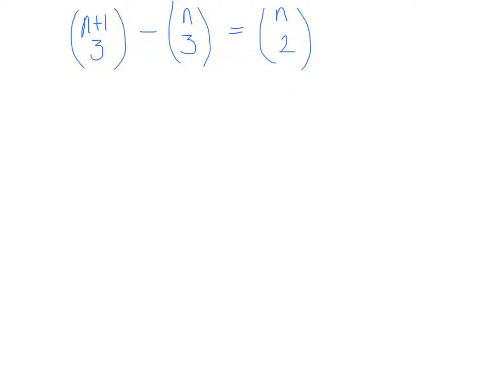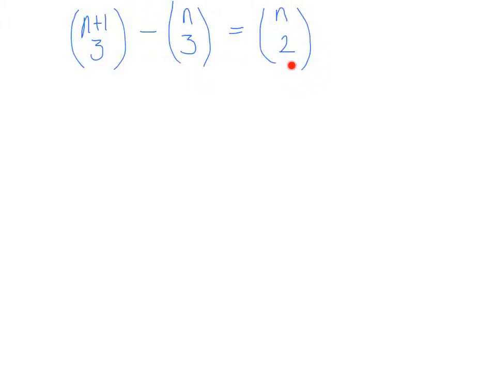Okay, what the question actually asks us to do is to prove that this statement here, n plus 1 choose 3 minus n choose 3 equals n choose 2. And the strategy that we're going to take in a question like this is we're going to look at each side of the equal sign independently and show that they're the same thing. As there's only one thing on the right hand side, I'm going to look at that first.